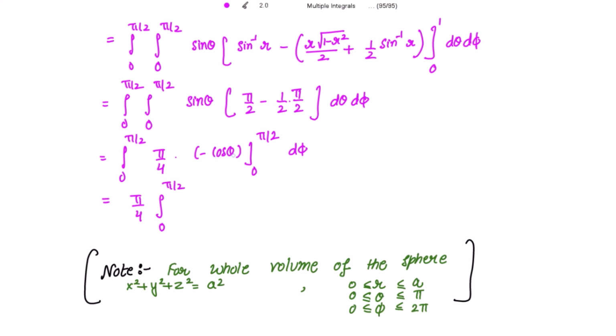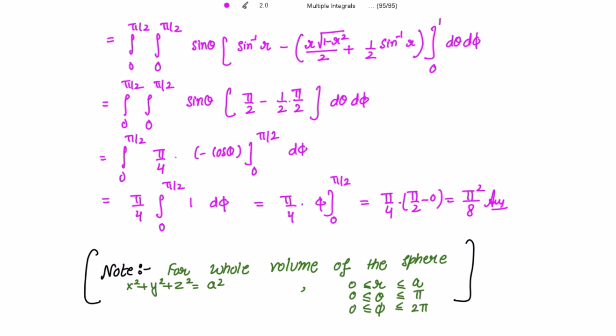Okay, what is cos of pi by 2? That is 0, minus cos of 0 is 1, and because I have the negative sign also, this will become positive 1, d phi. So this is equal to pi by 4, and the integration of 1 is phi, with limits from 0 to pi by 2. So this is equal to pi by 4 into pi by 2 minus 0. That is equal to pi square over 8. Yes. So this is the answer for this integral.